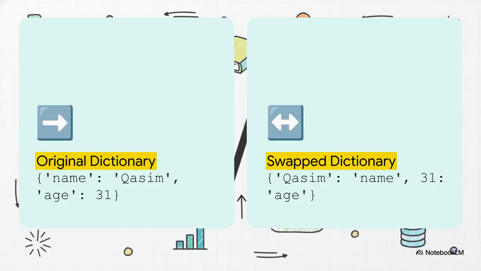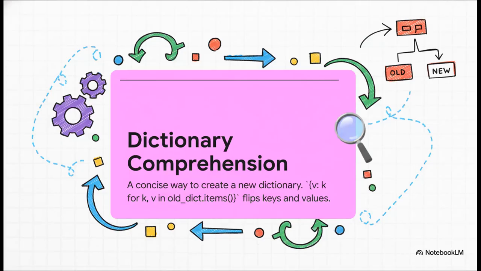All right, let's try a cool little puzzle. What if you needed to flip a dictionary on its head? I mean, turn every value into a key and every key into a value. It sounds kind of complicated, right? Well, it turns out there's a tool that makes this ridiculously easy. And that tool is called a dictionary comprehension. Think of it like a power move for dictionaries. It's this super short, super powerful way to build a new dictionary based on an old one.